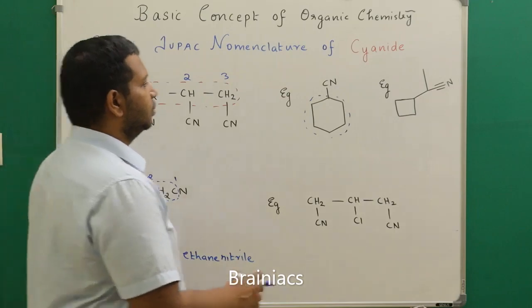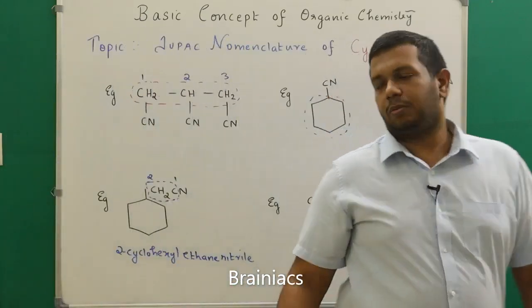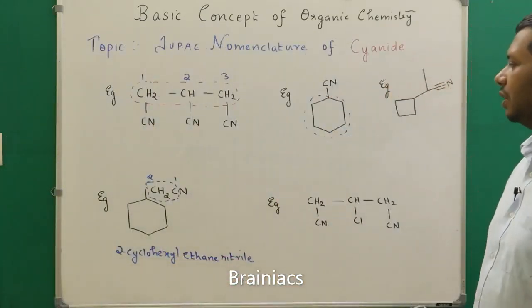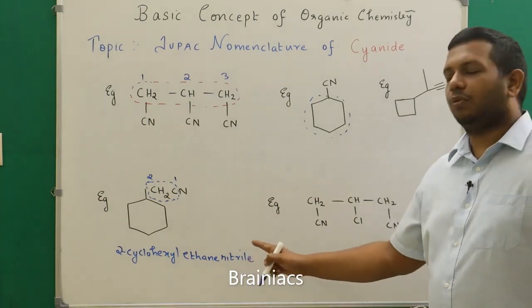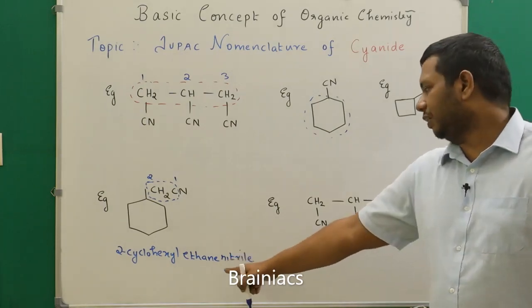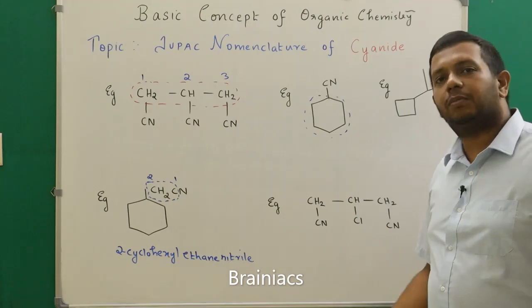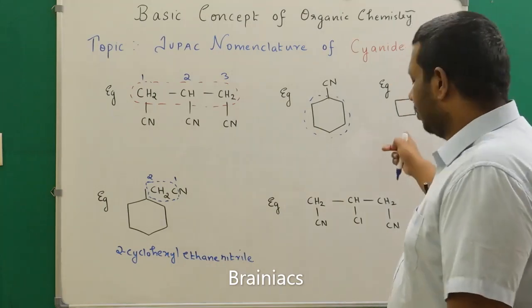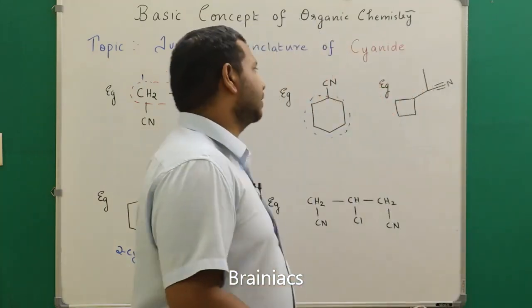Next we will try to do this question. Are you able to see this? The answer is 2-cyclohexyl ethane 1 nitrile. You can say ethane 1 nitrile or ethane nitrile. Both are correct.